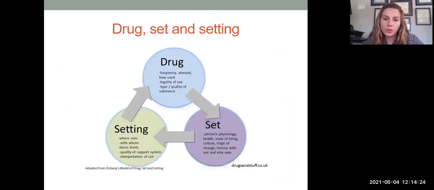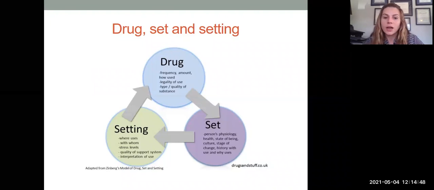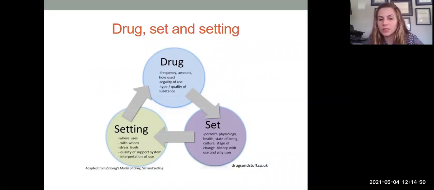So the first thing that we want to do with trigger identification is developing a functional analysis, or what's also called identifying the drug set and setting. So you can do this informally by just going through and collecting the data on, okay, what are the details around the drug itself? So frequency, amount, how it's used, is it legally available or not? Where would you procure it? The type and quality of the substance.